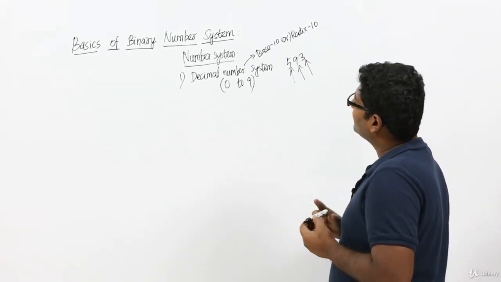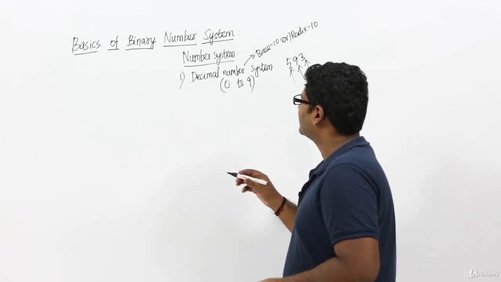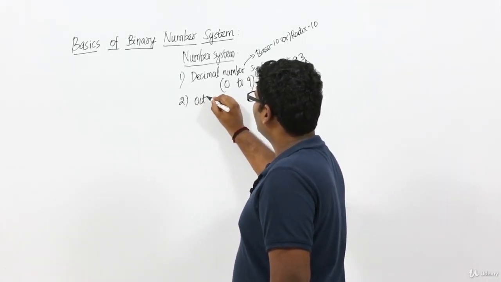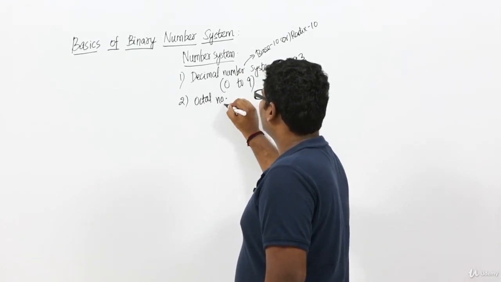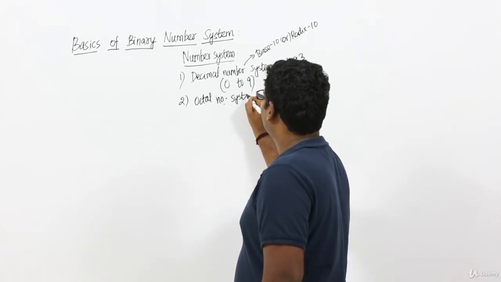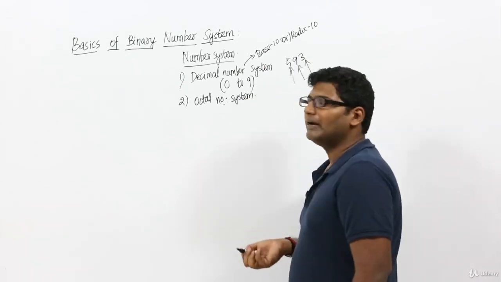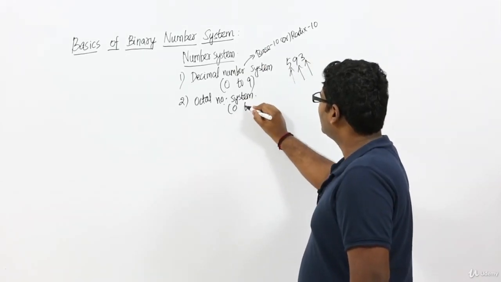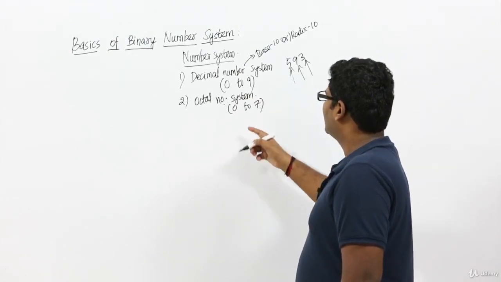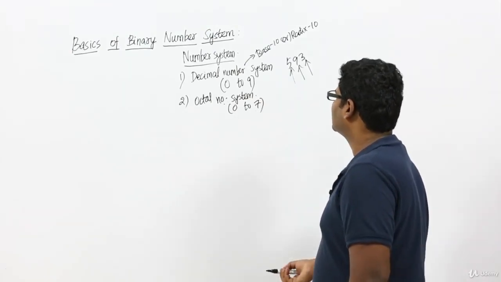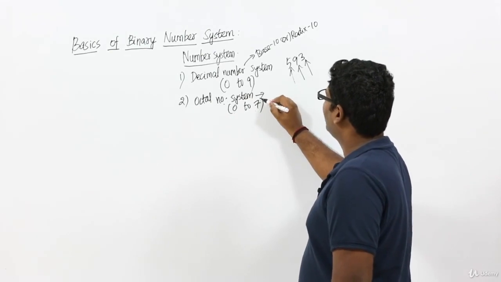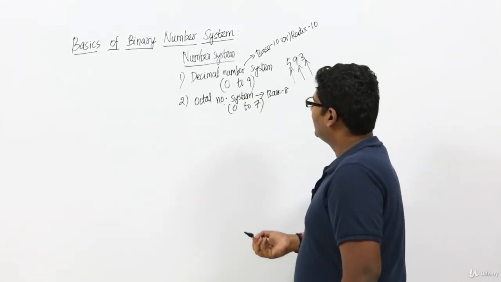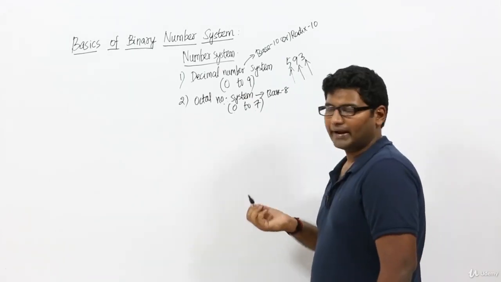Now apart from the decimal number system, we have a lot of number systems, like the octal number system. In the octal number system, every digit of your number should be in the range from 0 to 7. From 0 to 7 there are 8 numbers, and so this is also called the base 8 number system or radix 8 number system.